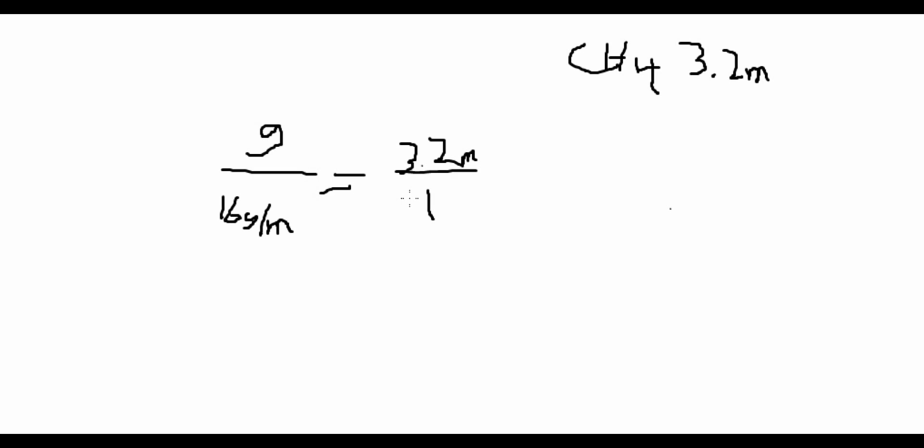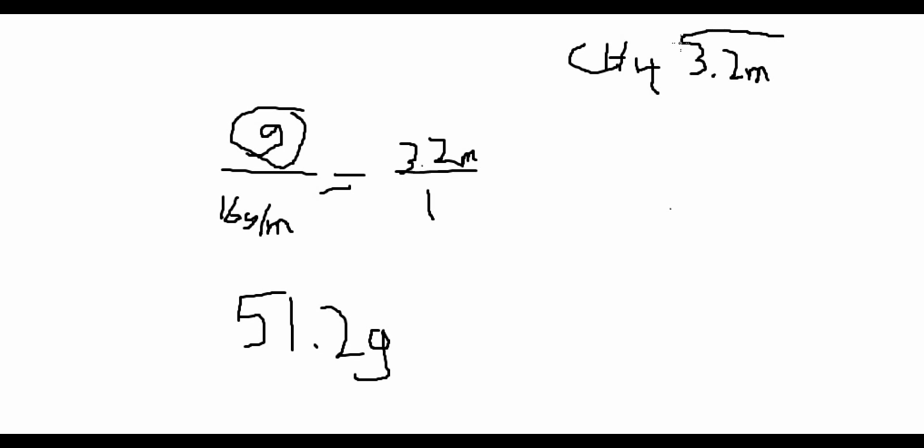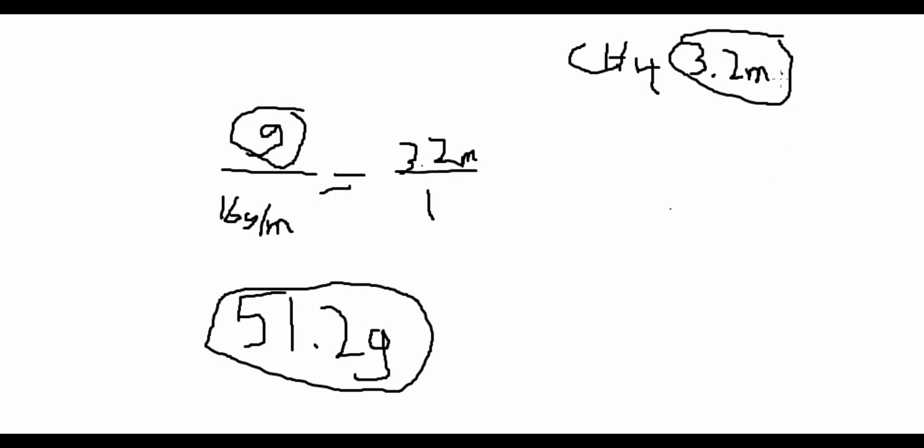Just like before, we're going to cross multiply to figure it out. So we're going to do 3.2 times 16, and that's going to equal 51.2, and that's going to be in grams. That is what you found. So now we went from 3.2 moles and we brought it to 51.2 grams. So 3.2 moles of CH4 equals 51.2 grams. Now, what we did right here applies to the relationships in chemical equations. And that's what I'll show you right now.